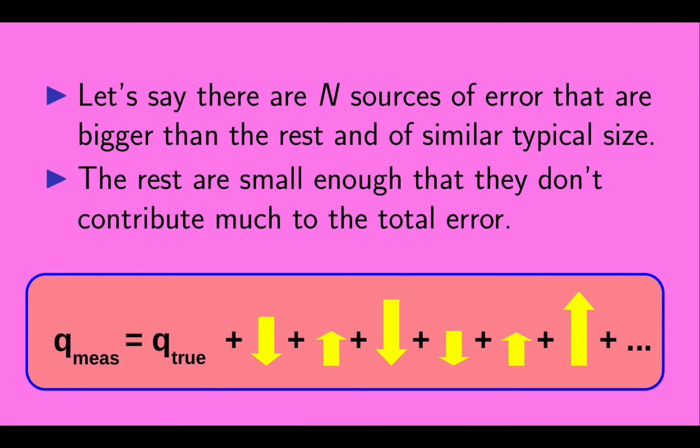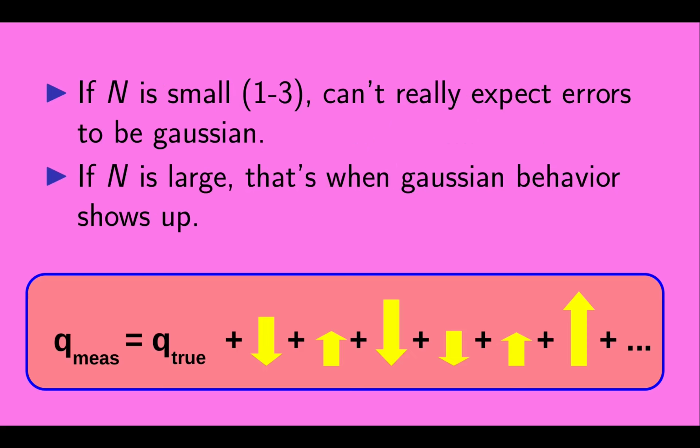Let's say there are n sources of error that are bigger than the rest and of similar typical size to each other. Any other sources of error are small enough that we don't have to worry about them. If n is small, say 1 or 2 or 3, we can't really expect the errors to be Gaussian. But if n is large, that's when Gaussian behavior shows up.